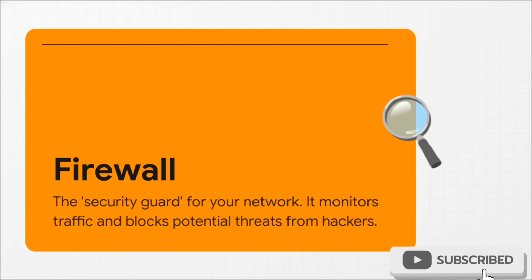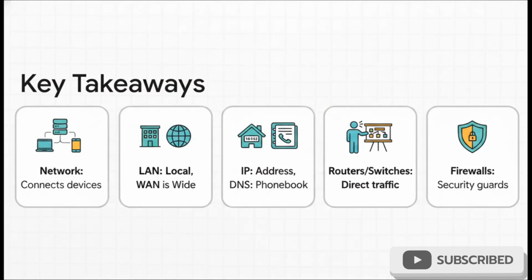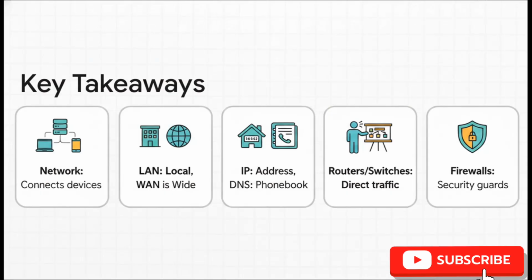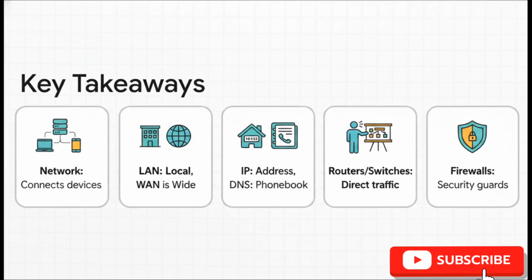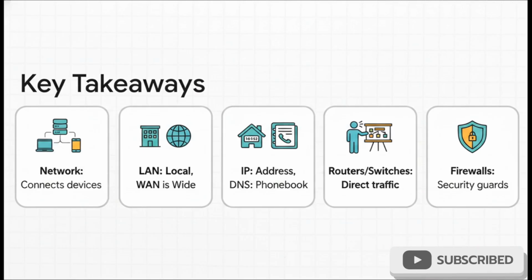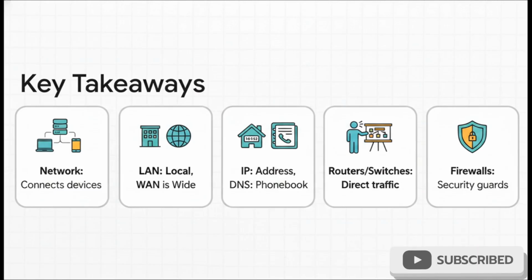All right, let's boil this all down. If you're heading into an interview or just want the core concepts, here they are. A network just connects devices to share stuff. LAN is local and fast. WAN is wide and global. IP is the address. DNS is the phone book that looks it up. Routers connect different networks. Switches connect devices on the same network. And firewalls? Firewalls are the security guards that protect the whole thing.